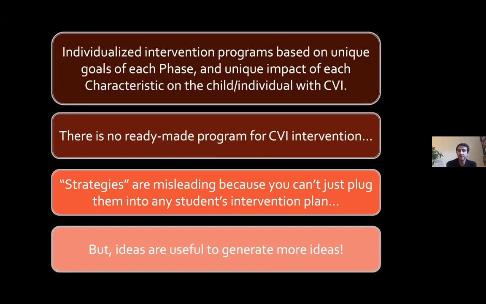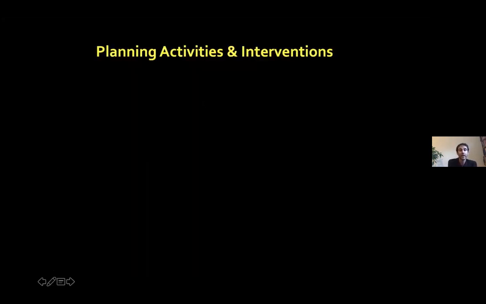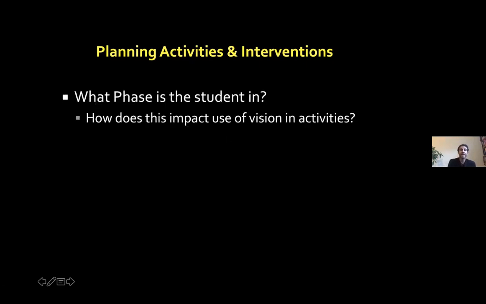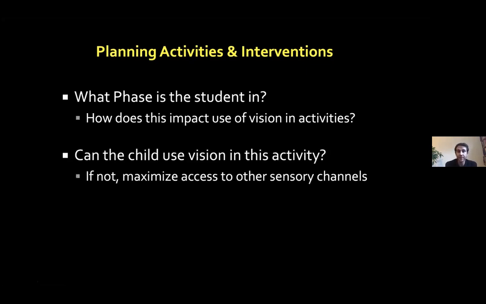What will work for your student is based on the unique impact of each characteristic on your student and depending on what phase they're in. Okay. So in terms of planning activities and interventions, the first question you have to ask is what phase is the student in? And what we're really asking there is how does the phase that the student is in impact their use of vision in activities? Can the child use their vision in an activity?